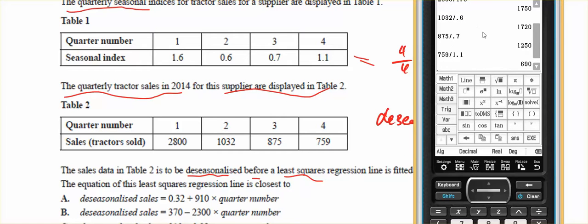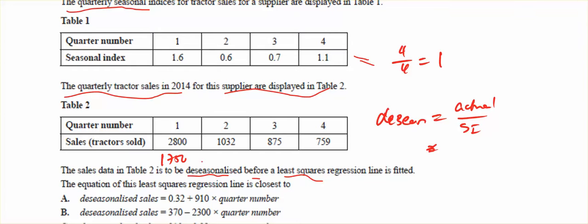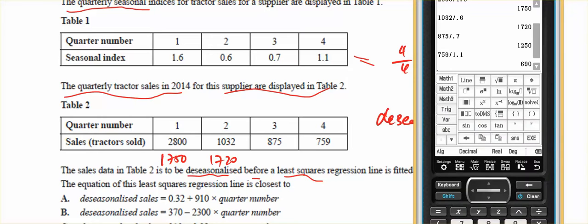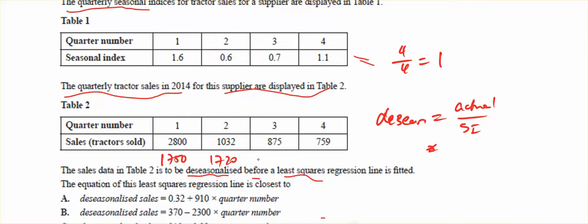Okay, so we've got a few values: 1750, 1720. What else do we have? We have 1250 and 690. This is the data you're going to enter on your calculator when doing the regression line.